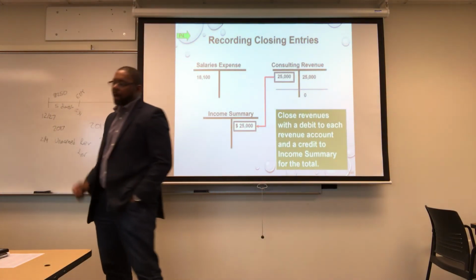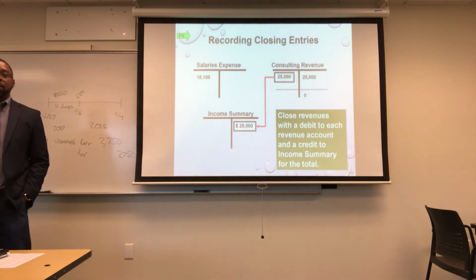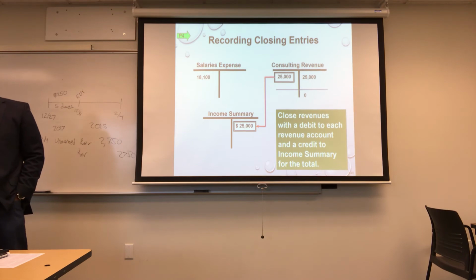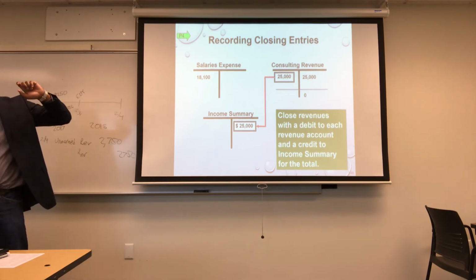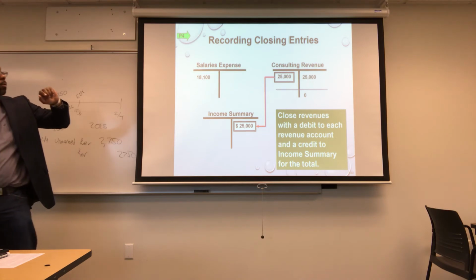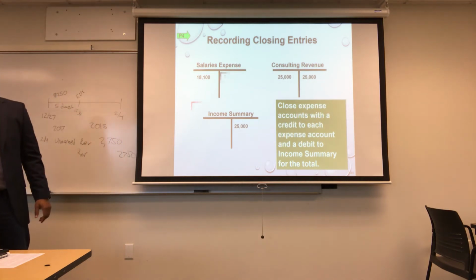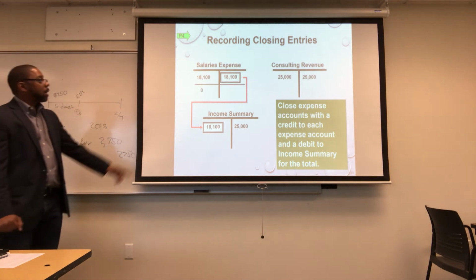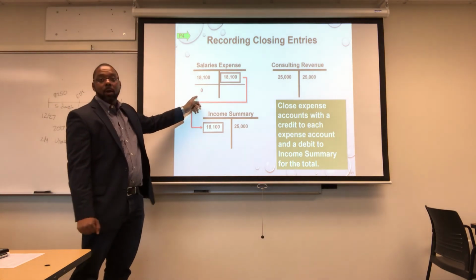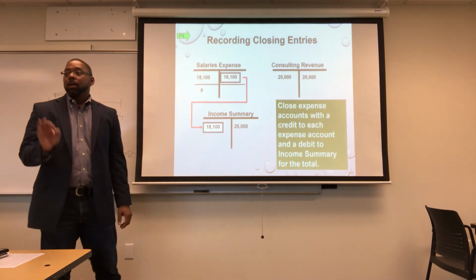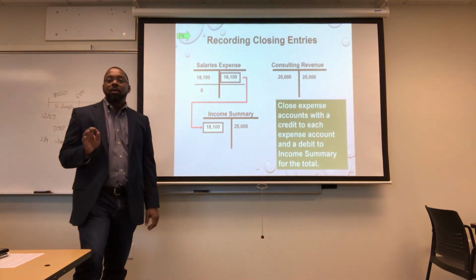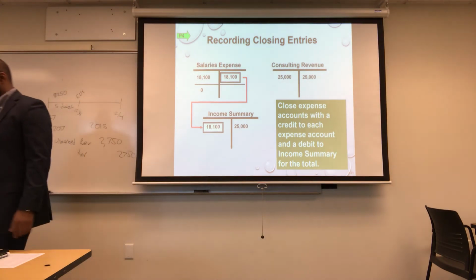All right, so after we do that, now we need to move the expenses. So what are we going to do? It started as an $18,100 debit. To zero that out, we need to do what? Credit the expense account $18,100. And when we credit $18,100, that'll make this 0. We'll debit that onto the income summary. Now the income summary has all the revenues and all the expenses on it.